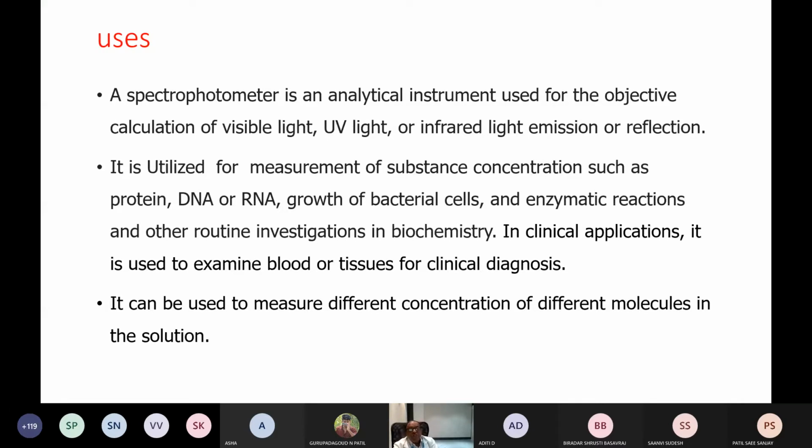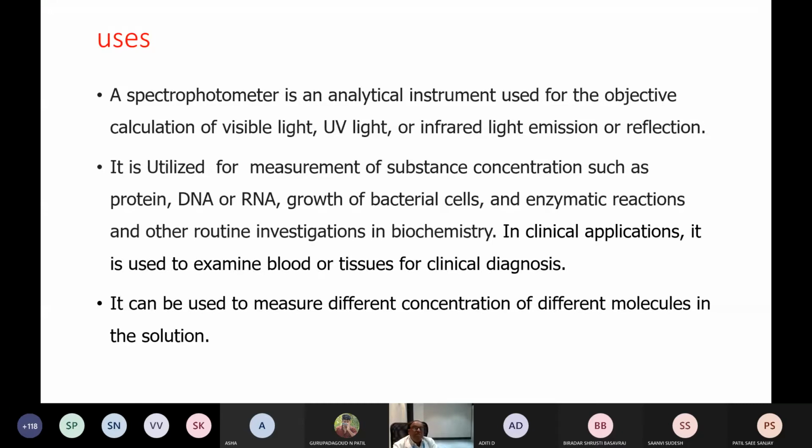That kinetic reaction can also be measured in the spectrophotometer. This is another advantage of the spectrophotometer compared to the colorimeter. It can be used to measure different concentrations of different molecules in the solution. So in clinical applications, it is used to examine blood and tissues of clinical importance, or for the sake of clinical diagnosis, you can make use of that one.